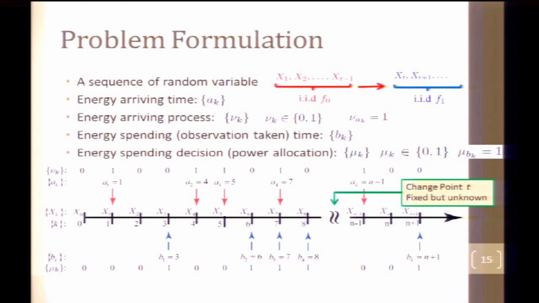Similarly, I'm going to use mu of k to denote this energy spending decision. If mu of k is equal to 0, it simply means that I'm not going to use any energy at this particular time. And if mu of k is equal to 1, it means that I'm going to use this energy at this particular time.